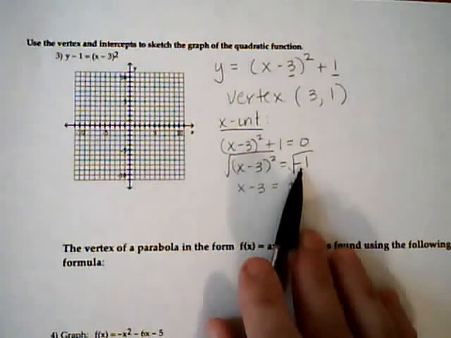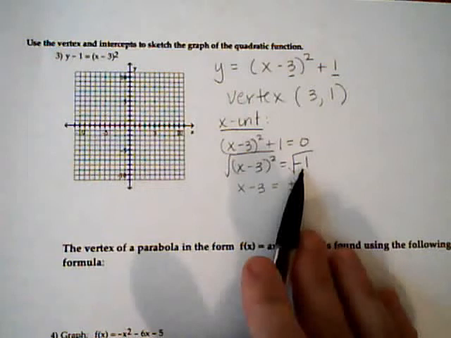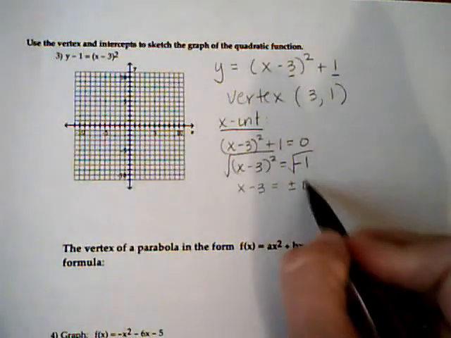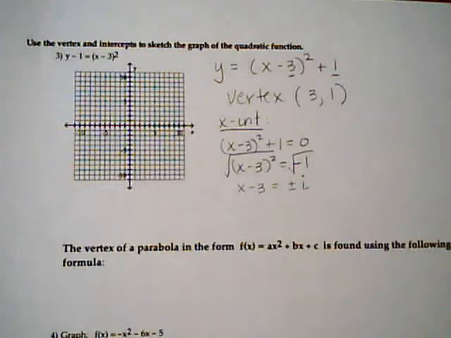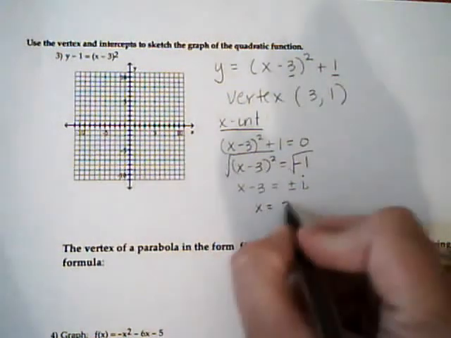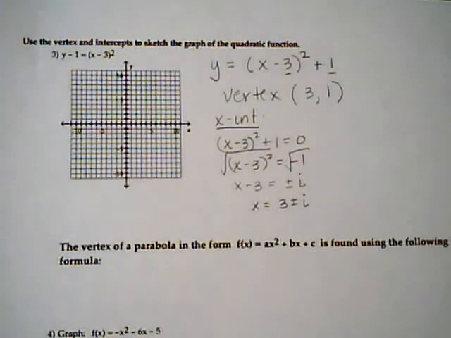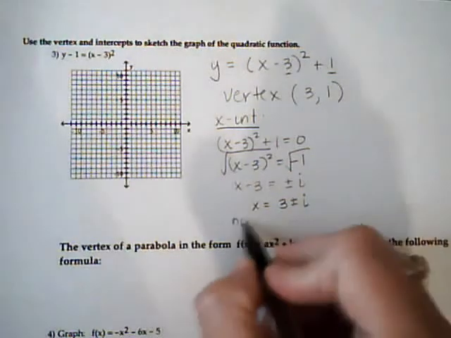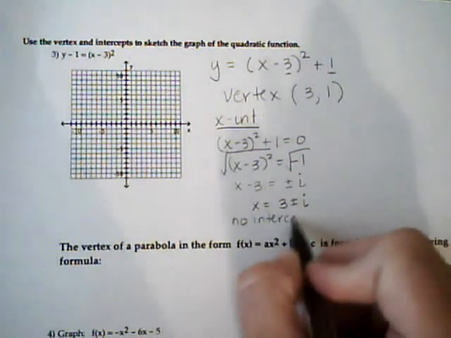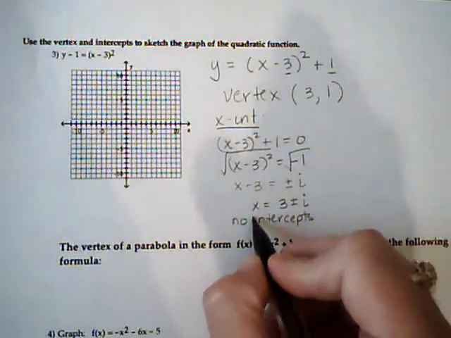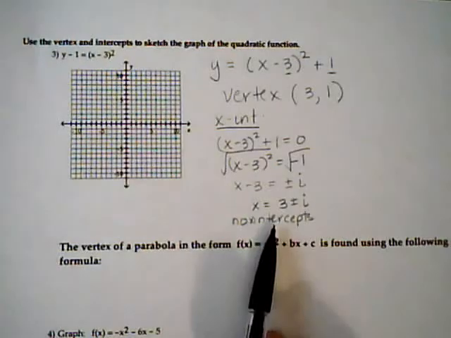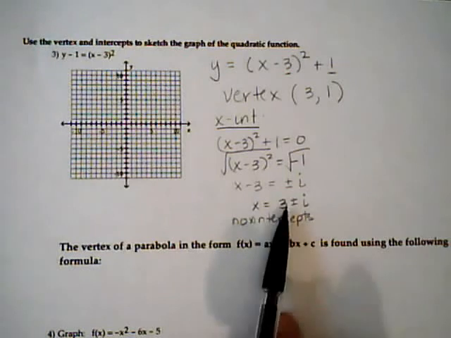Remember, we can't take a square root of a negative, so we have the imaginary number i to represent the square root of negative 1. So when I solve this, I would have x equals 3 plus or minus i. Because these are imaginary roots, this means that we do not have an x-intercept. So this graph will not cross the x-axis. This should say no x-intercepts, anytime that you get an imaginary root.